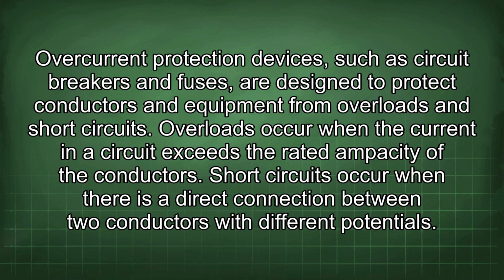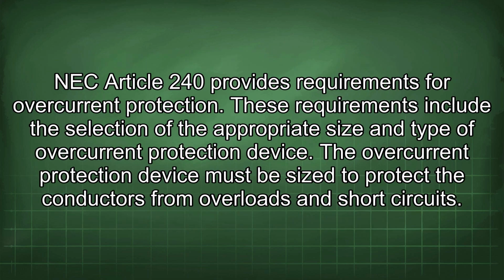Overcurrent protection devices, such as circuit breakers and fuses, are designed to protect conductors and equipment from overloads and short circuits. Overloads occur when the current in a circuit exceeds the rated ampacity of the conductors. Short circuits occur when there is a direct connection between two conductors with different potentials. NEC Article 240 provides requirements for overcurrent protection.